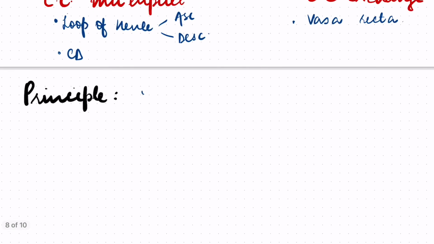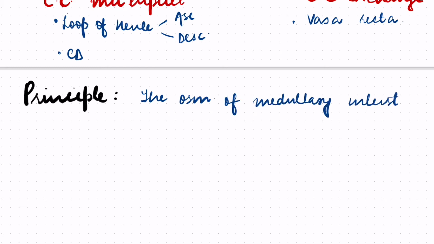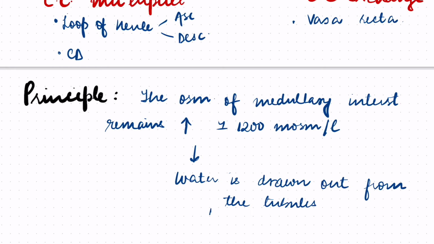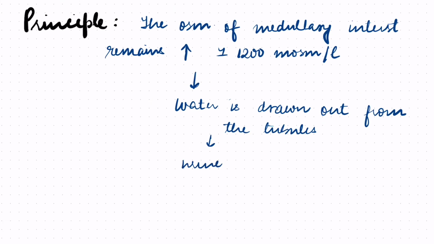So the principle is that the osmolarity of medullary interstitium remains high, that is equal to 1200 milliosmoles per liter, and that is why water is drawn out from the tubules, and the urine gets concentrated. So this is the principle.